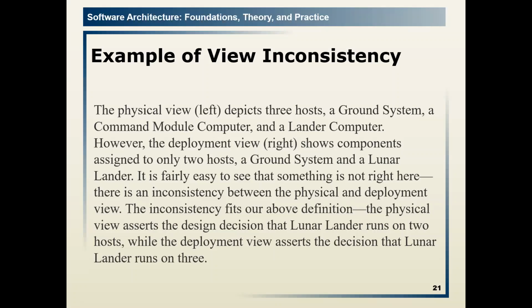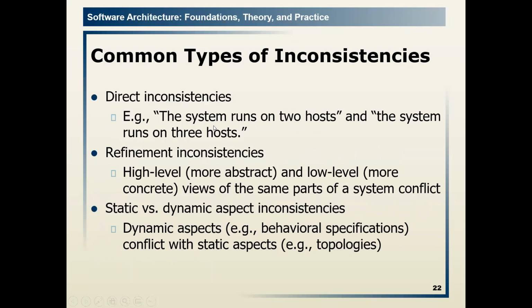It is fairly easy to see that something is not right here, and there is an inconsistency between the physical and deployment view, and the inconsistency fits the above definition. The physical view asserts the design decision that lunar lander runs on 2 hosts, while the deployment view asserts the decision that lunar lander runs on 3. Okay, so these kinds of inconsistencies we might be able to solve.